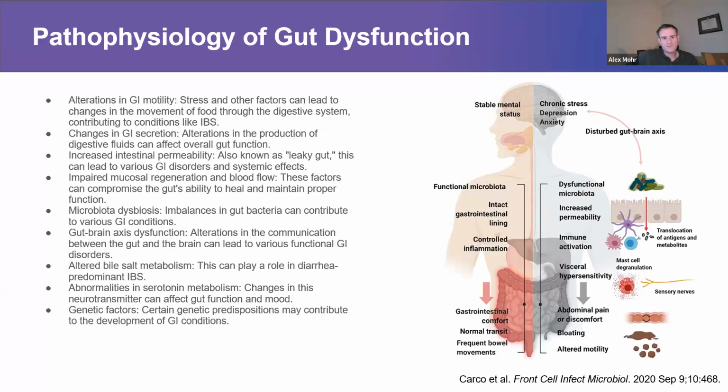Looking at some of the highlights of pathophysiology of gut dysfunction, we know one of the big issues is alteration in gastrointestinal motility, and different factors can lead to changes in peristalsis, the movement of the food through the digestive system, which can contribute to issues like IBS. Also, changes in gastrointestinal secretion, increased intestinal permeability, more commonly known as leaky gut, impaired mucosal regeneration and blood flow, an imbalance in the microbes that we are harboring in our gut called dysbiosis, and even far-reaching consequences such as gut-brain axis dysfunction. Also, altered bile salt metabolism, abnormalities in serotonin metabolism, and even genetic factors. We know certain genetic predispositions may contribute to the development of different gastrointestinal conditions.